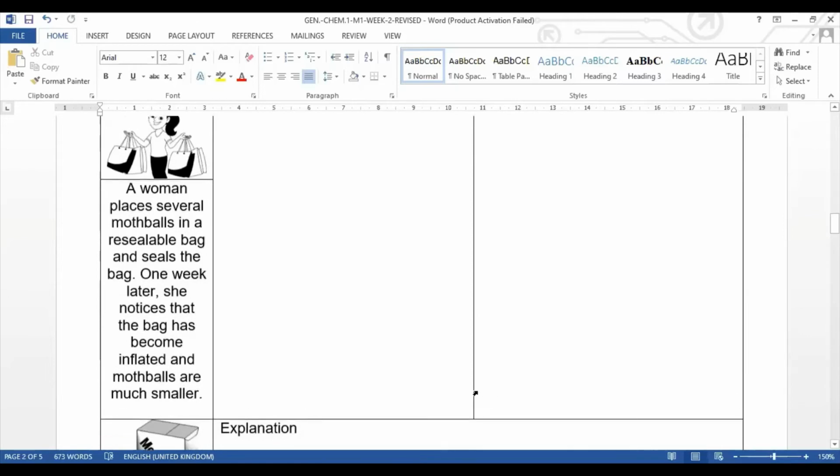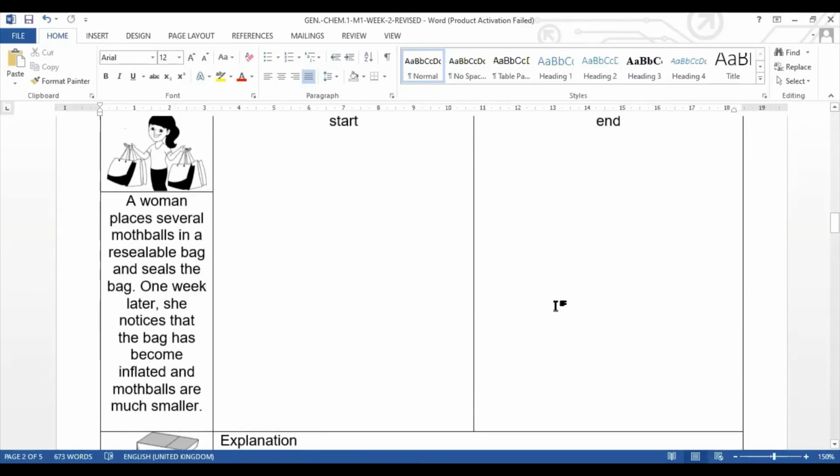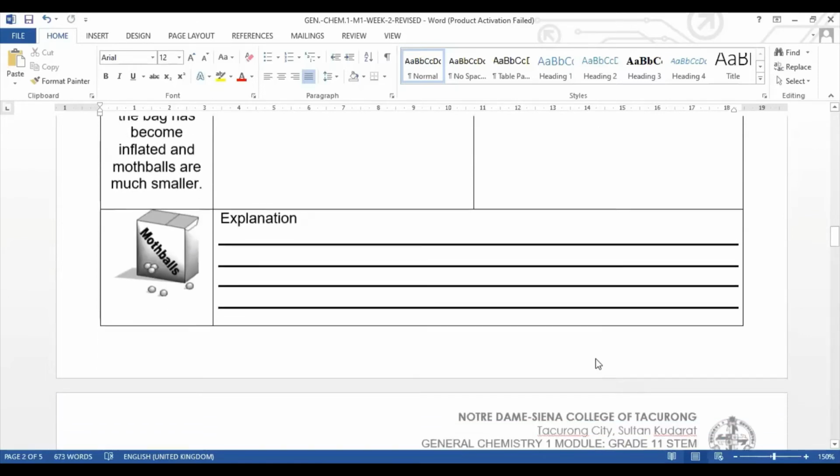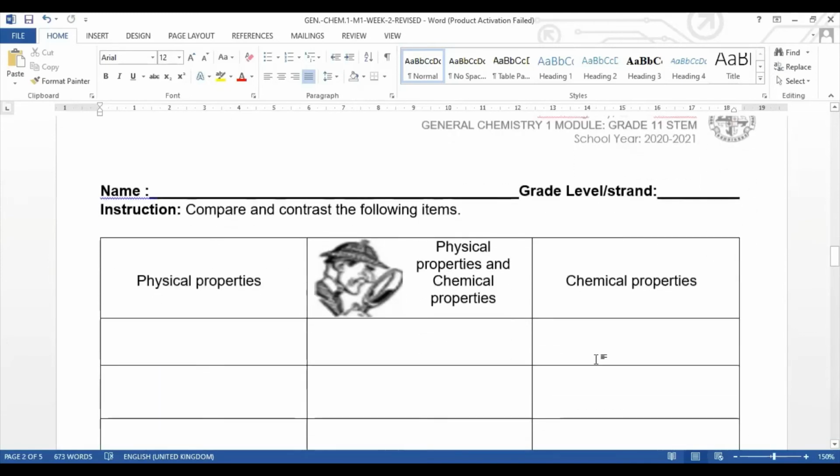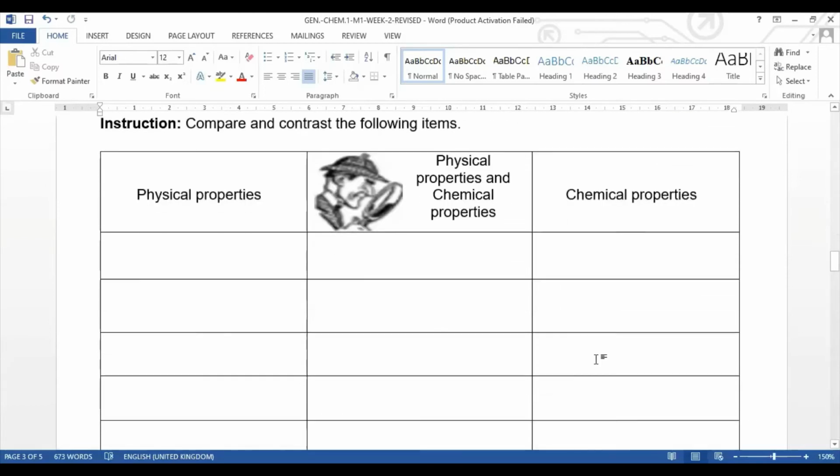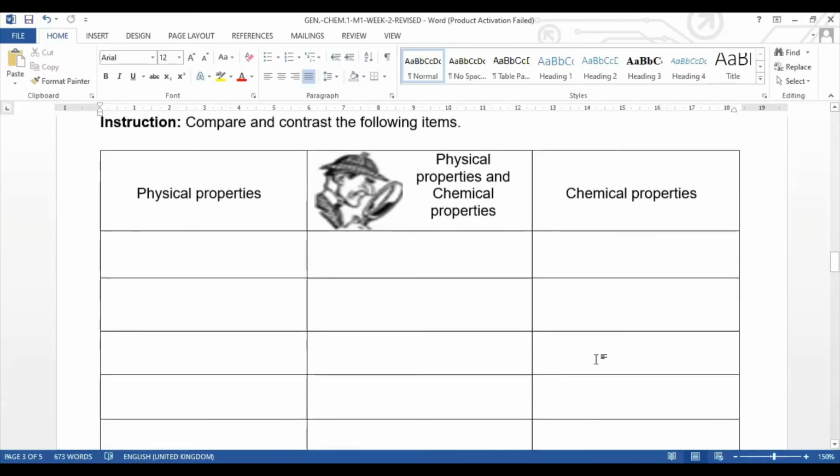So again, start before and after. Then explain. For the second activity, you need to compare and contrast the following items. For the first item, you need to compare and contrast, or give the differences and similarities of, physical properties and chemical properties on your right side.